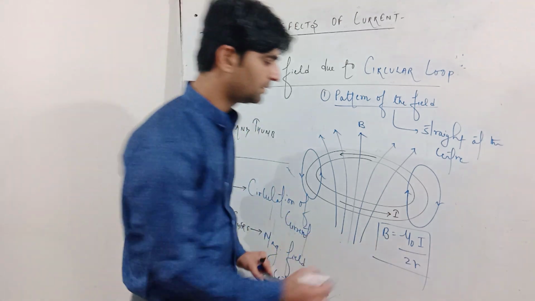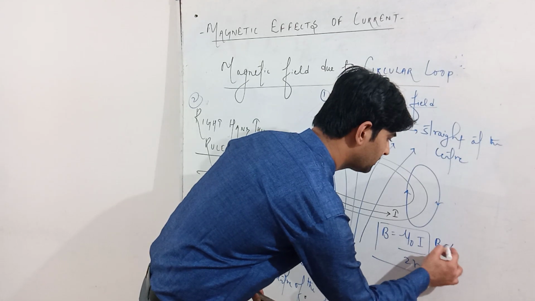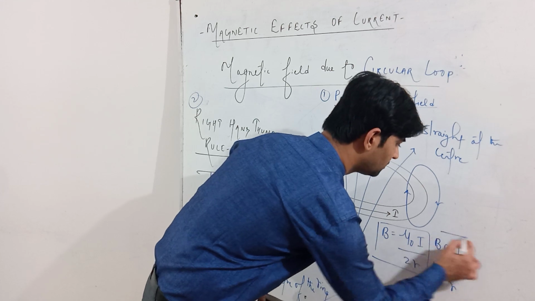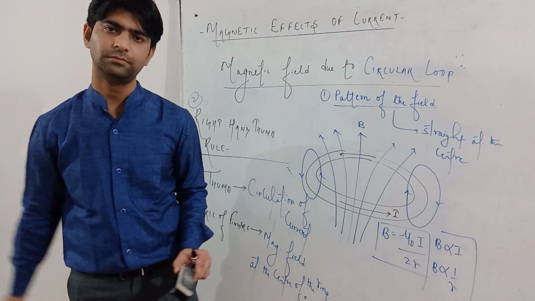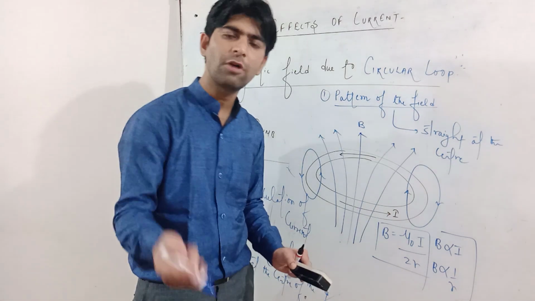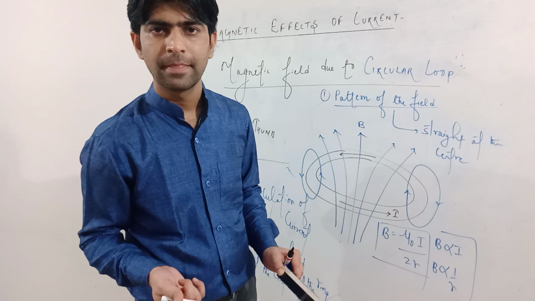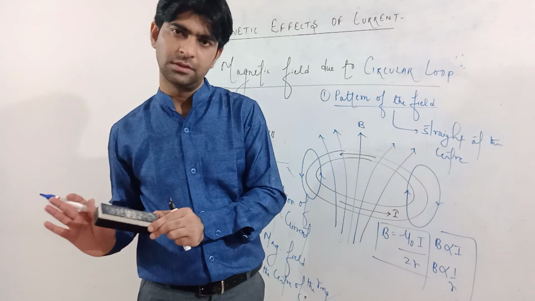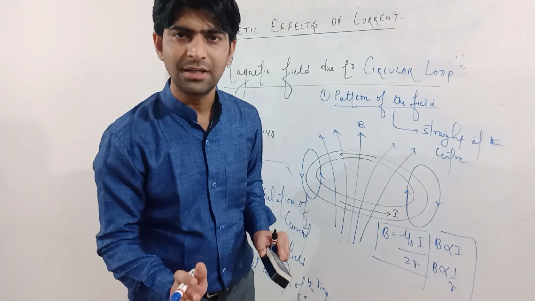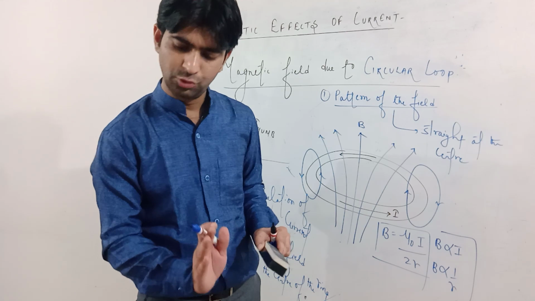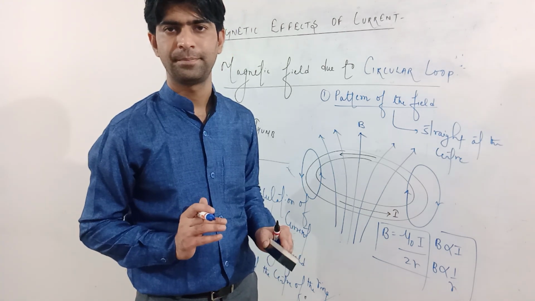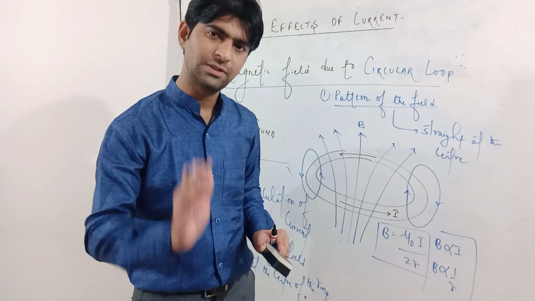Again, if we see here, B is directly proportional to I and B is inversely proportional to R. If the magnitude of current increases, a stronger magnetic field will be produced. And if we move away from the center, the magnetic field gets weaker. Stronger current, stronger magnetic field; as we move away from the ring, the magnetic field becomes weaker. I think this is very much clear to you.